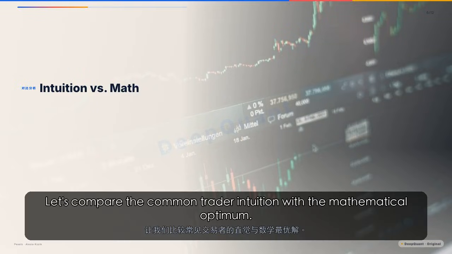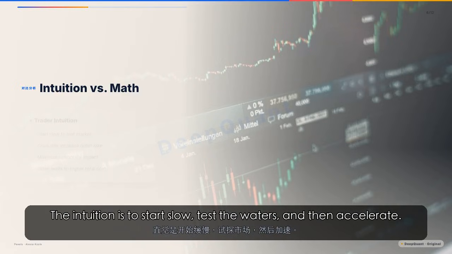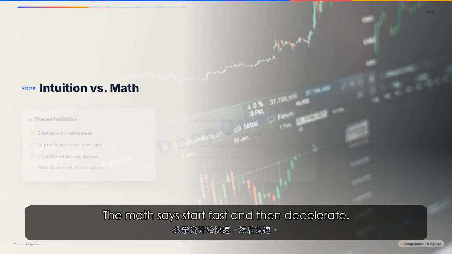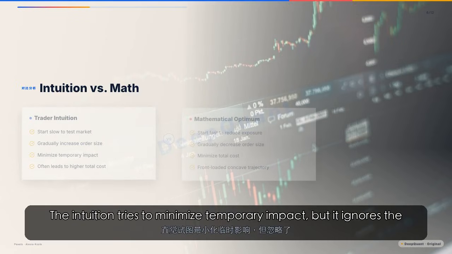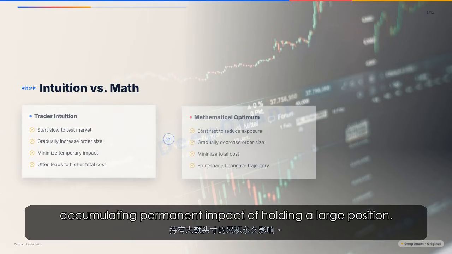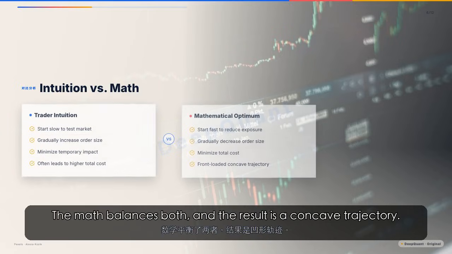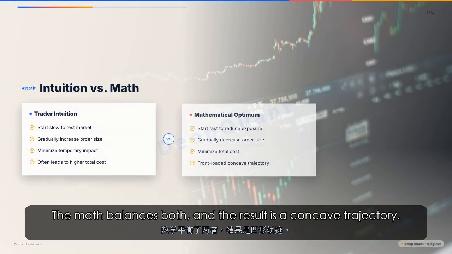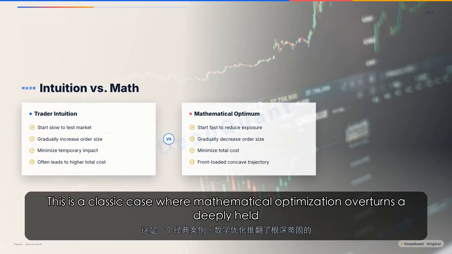Let's compare the common trader intuition with the mathematical optimum. The intuition is to start slow, test the waters, and then accelerate. The math says start fast and then decelerate. The intuition tries to minimize temporary impact, but it ignores the accumulating permanent impact of holding a large position. The math balances both, and the result is a concave trajectory.